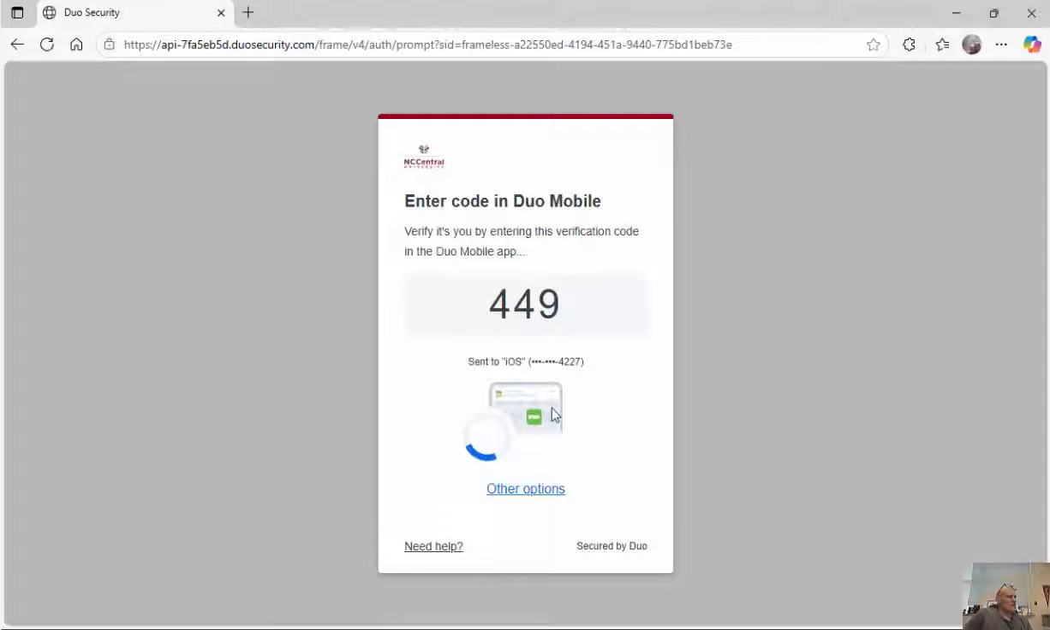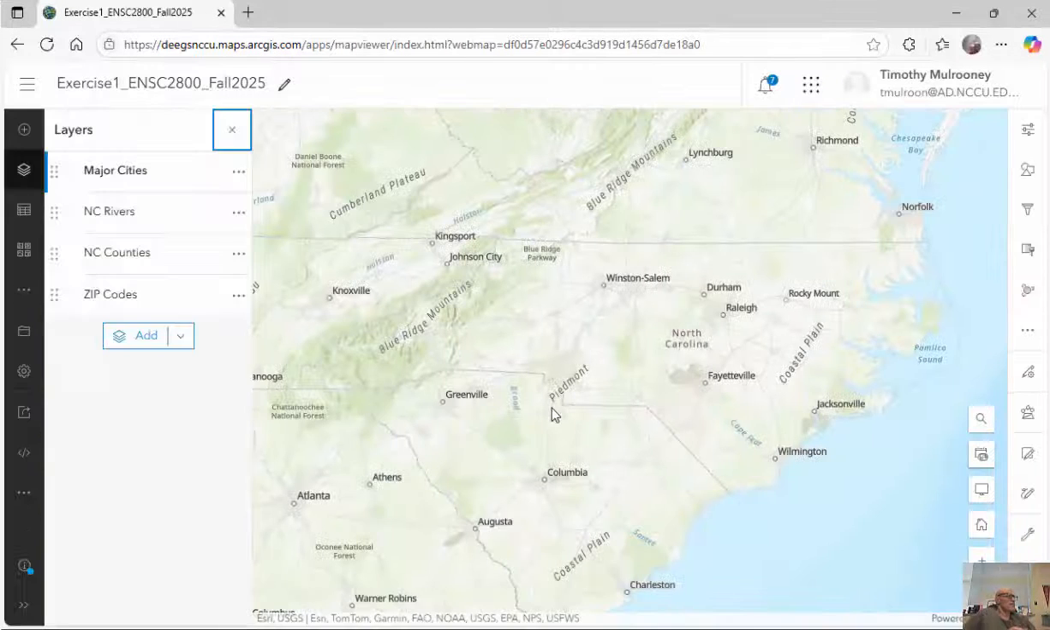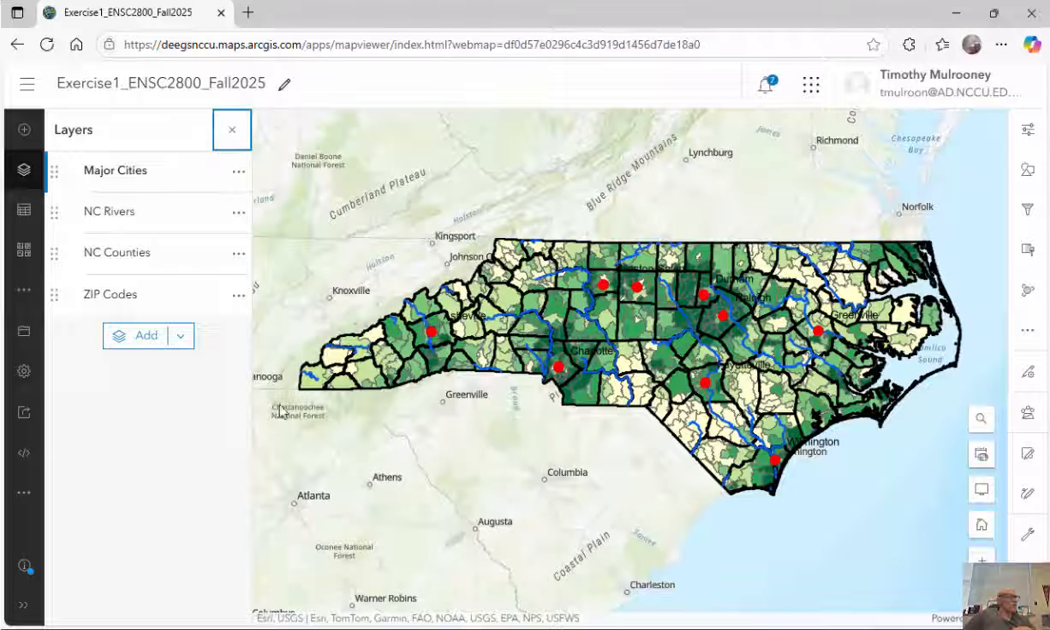And I'm going to need to sign in using my credentials and then using my login information. That's the way we log into the software. Right? This is the way we log into the software. And so now when you open it up, you're going to see a map here.